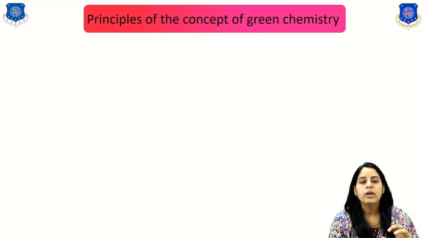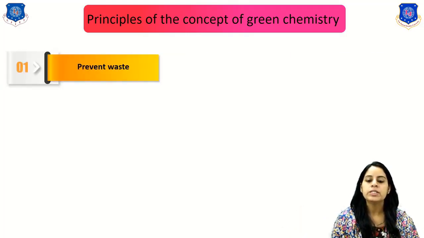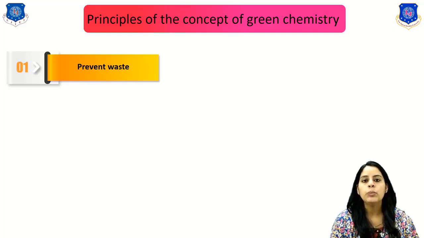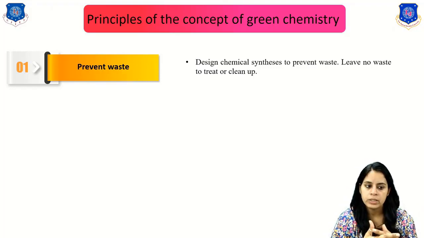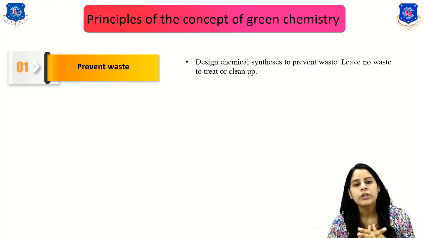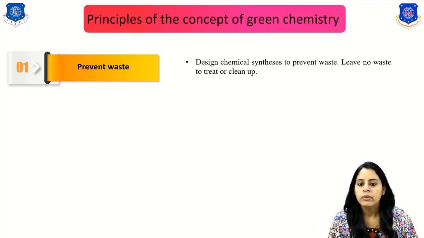Now the next topic is the principles of green chemistry. Okay, so here lots of principles are given. The first one is prevent waste. Okay, what do you mean by prevent waste? It means design a chemical synthesis to prevent waste, right? So leave no waste to treat or clean up. This way we can prevent waste.